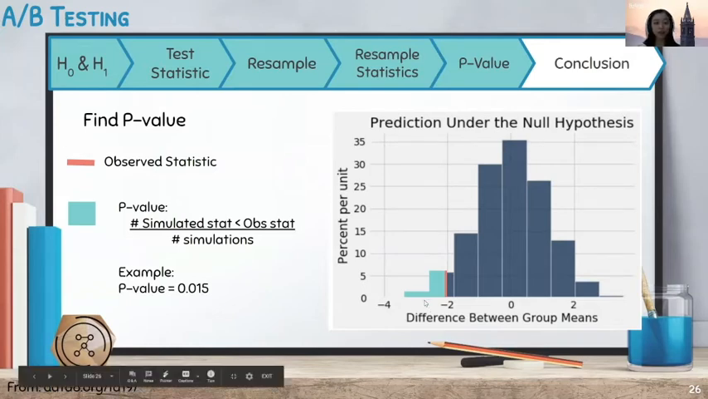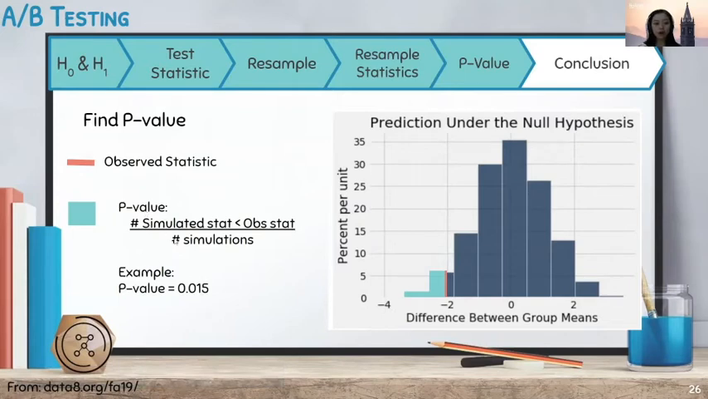And we can also compute that by just finding the number of simulated statistics that are less than our observed statistic over the number of simulations that we did, which is 1,000. In this example, we get 0.015 as our p-value.